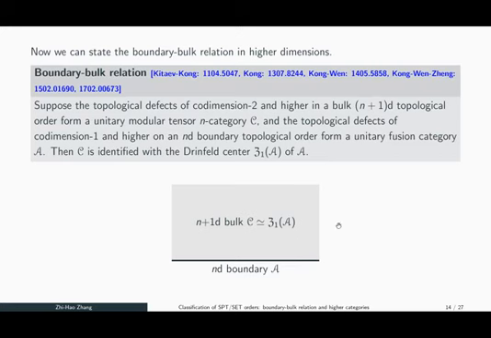Sorry, there's a mistake. It is a unitary fusion n-category. Okay, and the boundary-bulk relation says C is identified with the Drinfeld center of A. It's very similar to the 2D case, but all topological defects form higher categories, not one category.